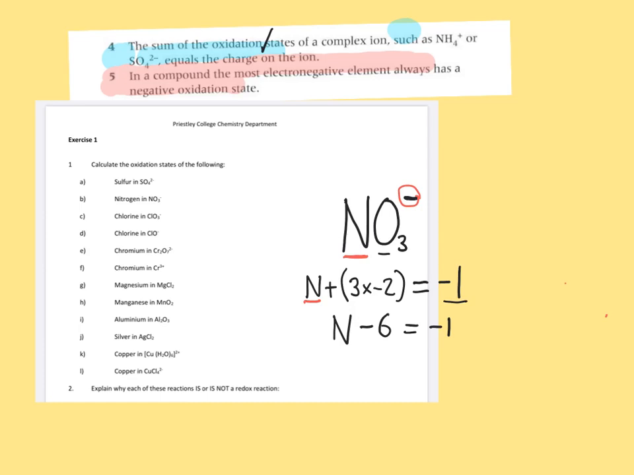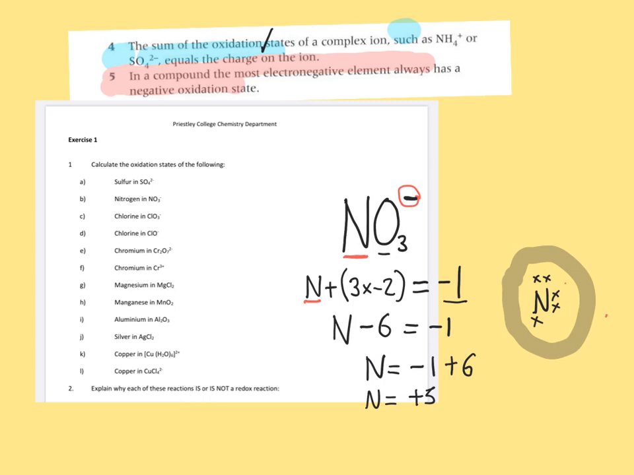How do we get rid of the -6? We add 6 to both sides. So that's -1 plus 6. So in this case, nitrogen has an oxidation state of +5. Well, that makes sense because nitrogen is in group 5 of the periodic table and has 5 outer electrons which it can share. Oxygen is more electronegative, so that always acquires the more negative oxidation state. So in nitrate, we say that nitrogen has an oxidation state of +5.